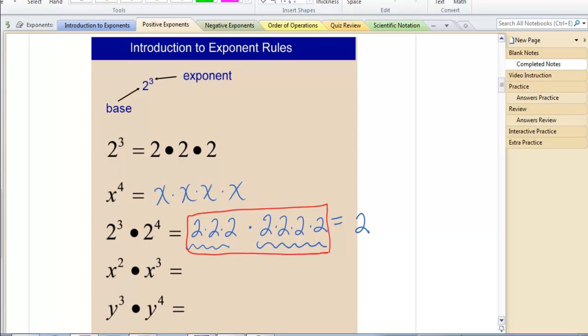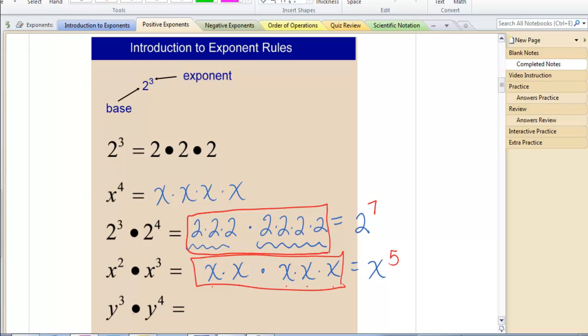If you think it's 1, 2, 3, 4, 5, 6, 7, you are correct, because there's 7 2's being multiplied together. In the next example, we have 2 x's times 3 x's. How many x's are being multiplied all together? If you think it's 1, 2, 3, 4, 5, you are correct. So this is actually x to the fifth.